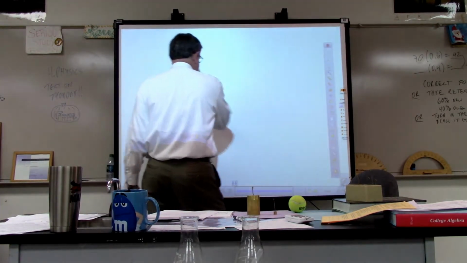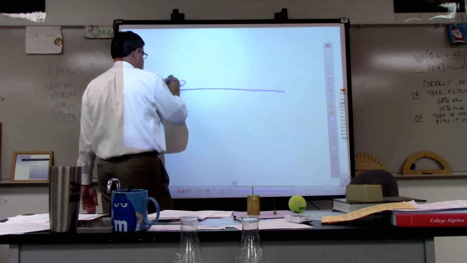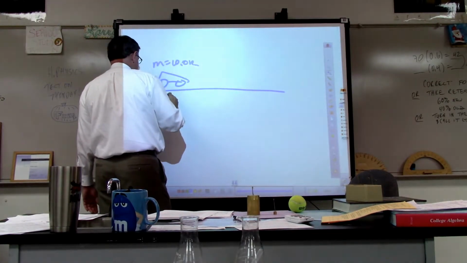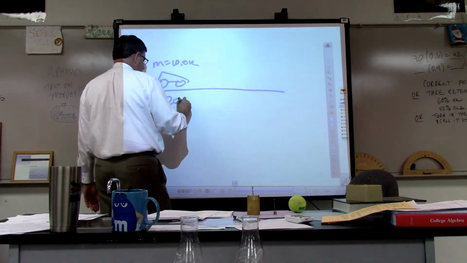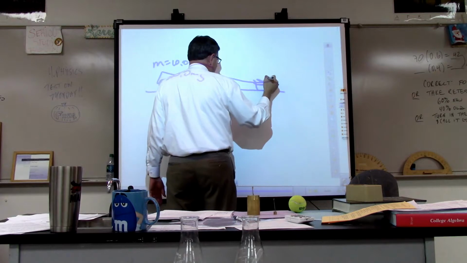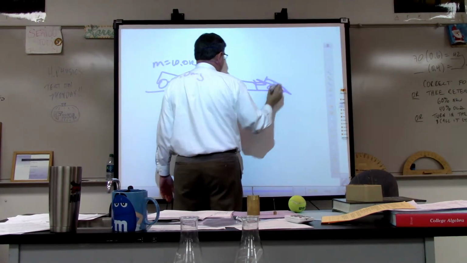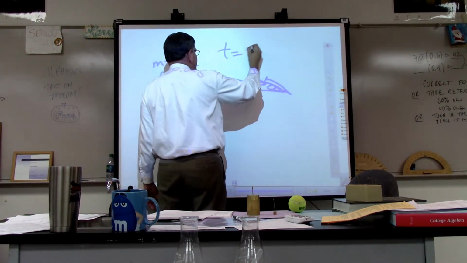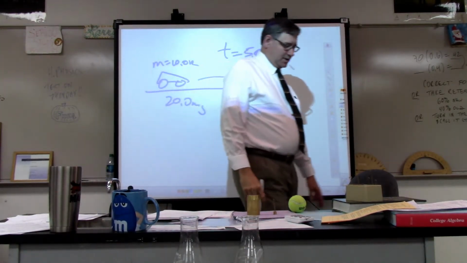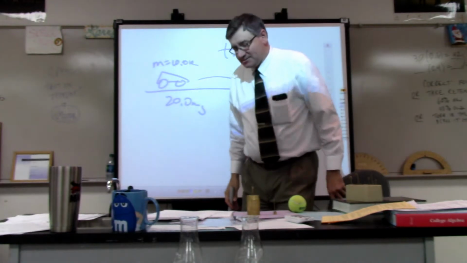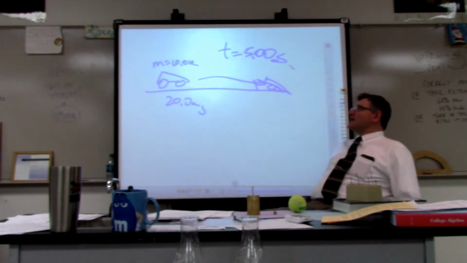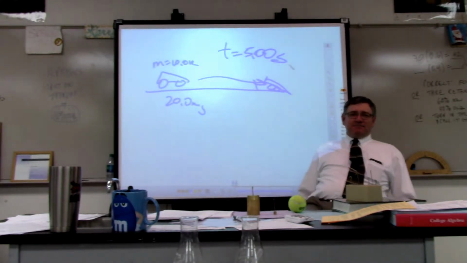So that's situation number one. Situation number two: same car. Mass is still 10 kilograms. It's still moving at 20 meters per second. We're still going to make it come to a stop. But now the time is going to be 5 seconds. Now, what's that going to do to my change in momentum?